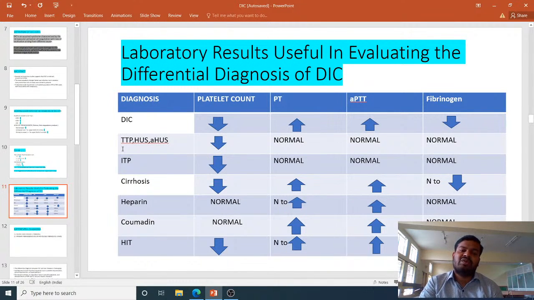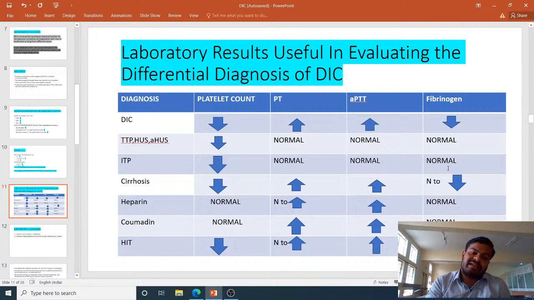In thrombotic thrombocytopenic purpura, as we have discussed before, there will also be consumption of platelets, but the PT and APTT will be normal, and the fibrinogen will also be normal. And a hemolytic uremic syndrome also has a reduced platelet count, but the PT, APTT, and fibrinogen will be normal. In idiopathic thrombocytopenic purpura, definitely there will be consumption of platelets because of the antibodies formed against the platelets, so there will be massive platelet destruction, but the PT will be normal, and the APTT and fibrinogen will also be normal in ITP.